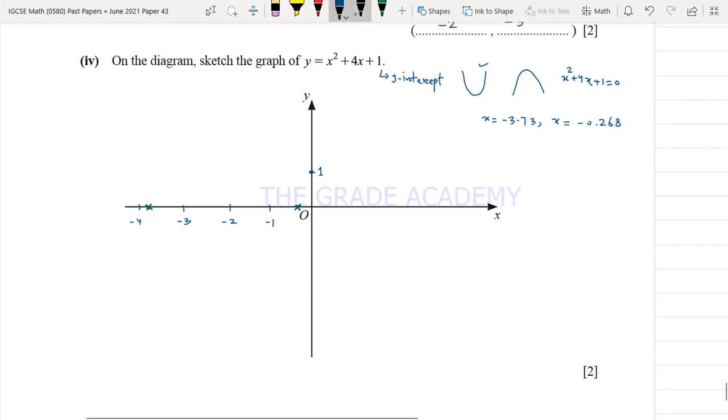Also, the minimum value that we've already calculated was minus 3. So 1, 2, 3, this is minus 3, so the minimum value is minus 3, and it always lies between these two values. So the graph will be over here if we connect all these points. Our graph will be from here to this minimum point, and from here to here. So this will be the minimum point. This is the sketch of the graph of y equals x squared plus 4x plus 1.